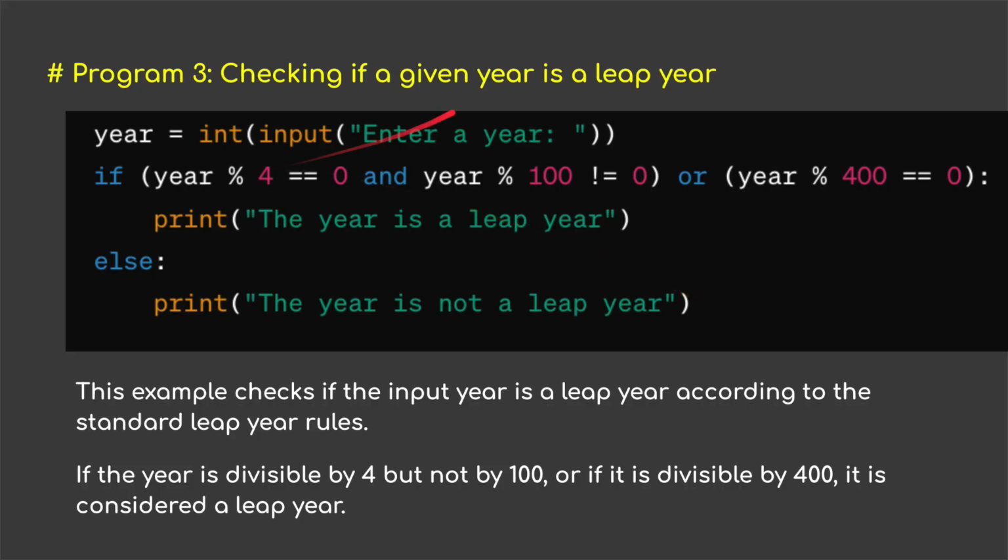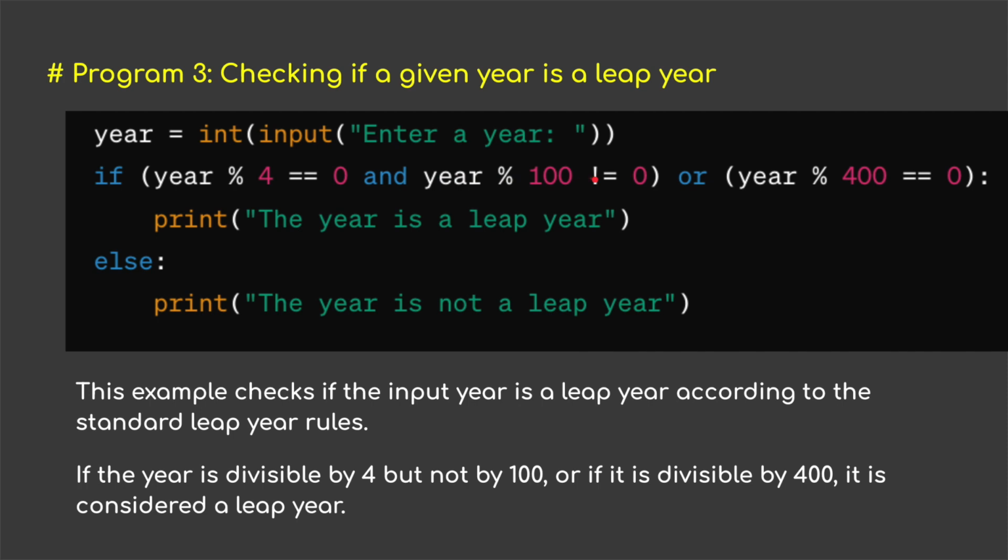Program 3, check if a given year is a leap year. Oh my word, okay, let's have a little look at this then. So year equals, again, int input, enter a year. If the year, when it's divided by 4, equals 0, so when we divide a year by the number 4, is there a remainder, or is there no remainder? The remainder is 0. And the year, when it's divided by 100, does not equal 0.